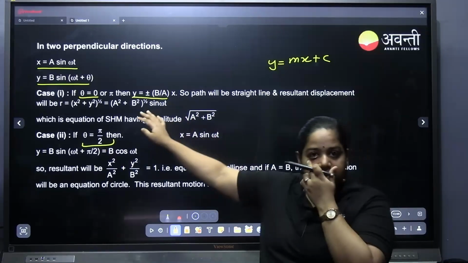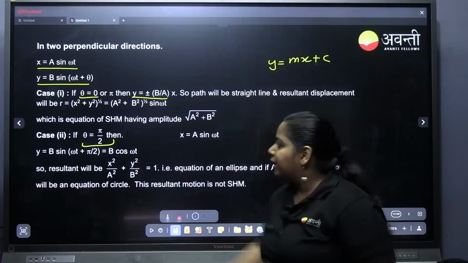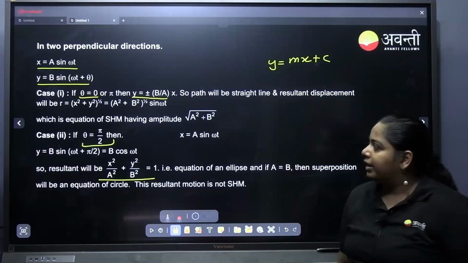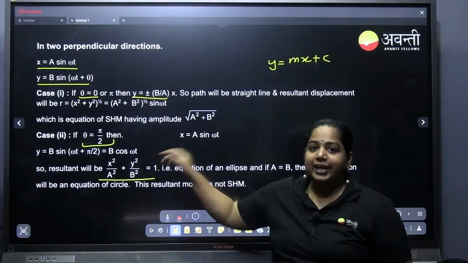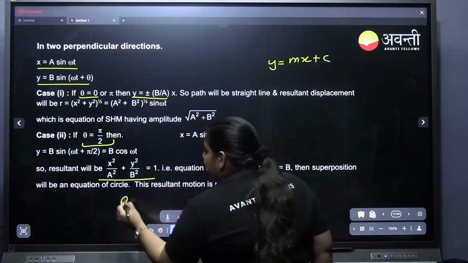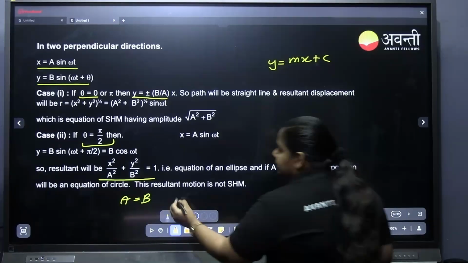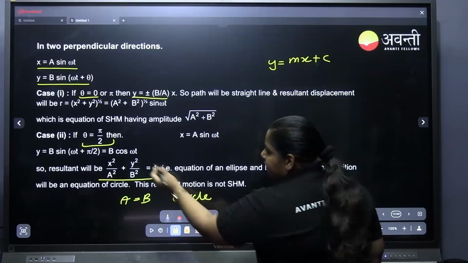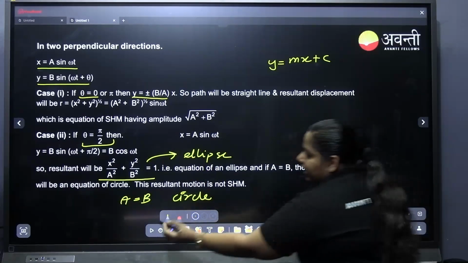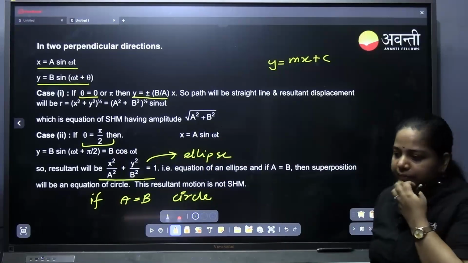If theta equal to 0, it will be a straight line motion. Theta equal to pi by 2, then the resultant you will get like this. It is an equation of ellipse. If both a equal to b is given, then it will become a circle. This equation is for an ellipse, and if a equal to b, it becomes a circle. Is that clear?